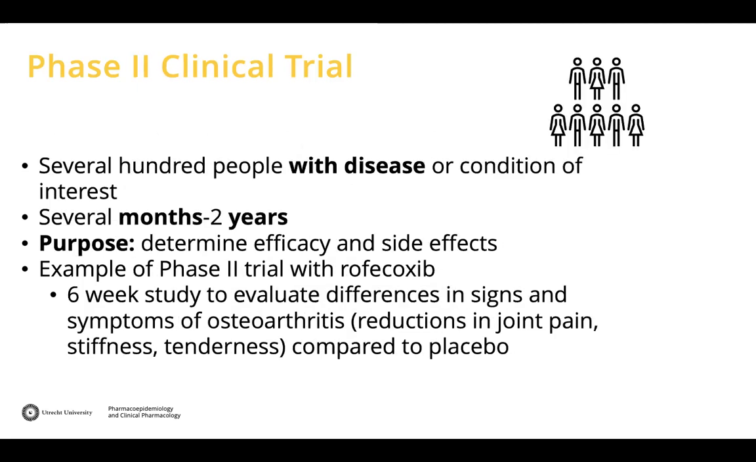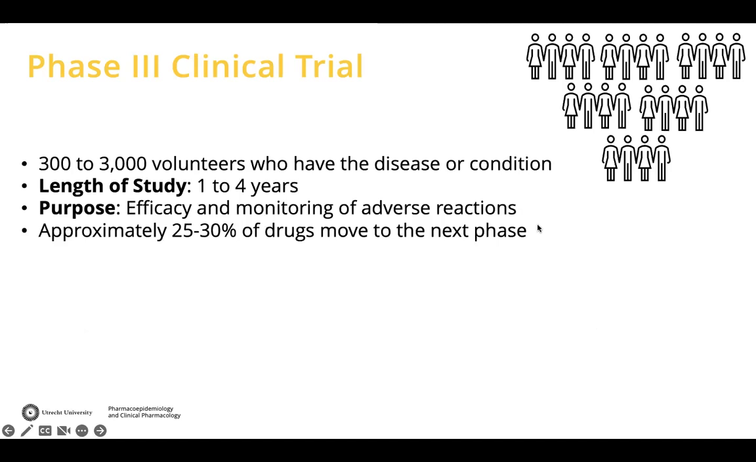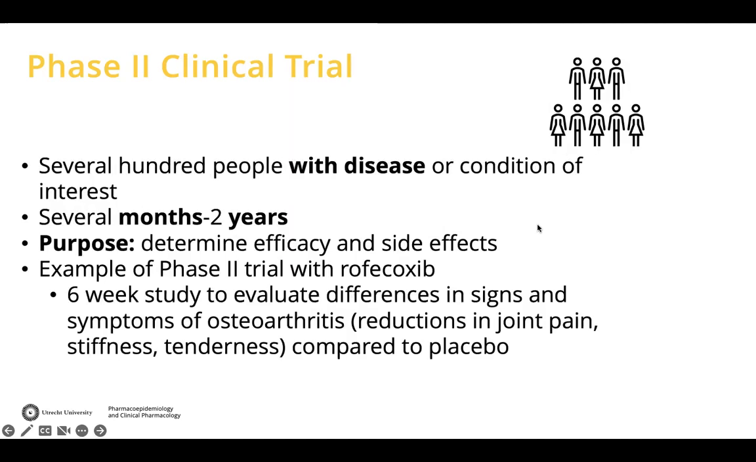So after the phase 1 clinical trials are complete, then we move on to the phase 2 clinical trials. So in this particular phase of the clinical trial process, there's an increase in the number of individuals who are treated with the study medication. So now we're going to treat about several hundred people. And this is very important. It's among people with the disease or the condition of interest.